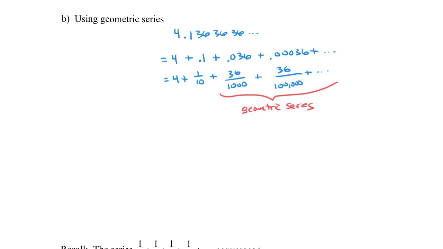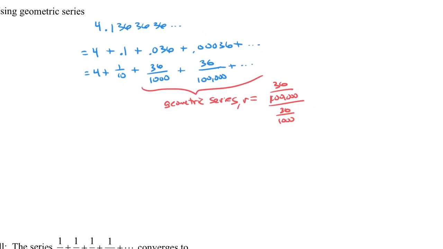Okay, so to find the number, first let's just notice that this is a geometric series, and r is equal to, well, I'm going to take 36 over 100,000 and divide it by the previous term, 36 over 1,000. Instead of dividing, we could just multiply by the reciprocal. This is 36 over 100,000 times 1,000 over 36. The 36s will divide out, and 1,000 will completely go, take 3 of those zeros with it. So we're really left with 1 over 100. So r is equal to 1 over 100.